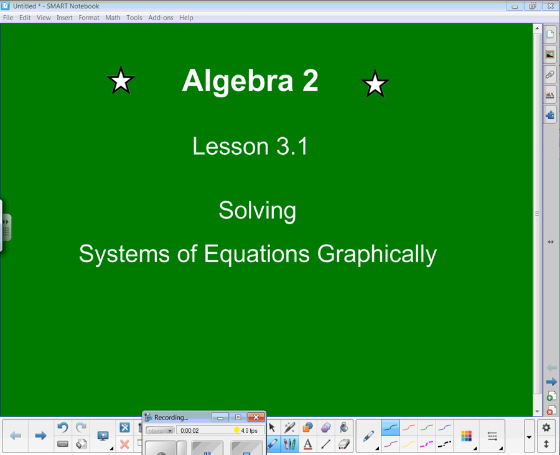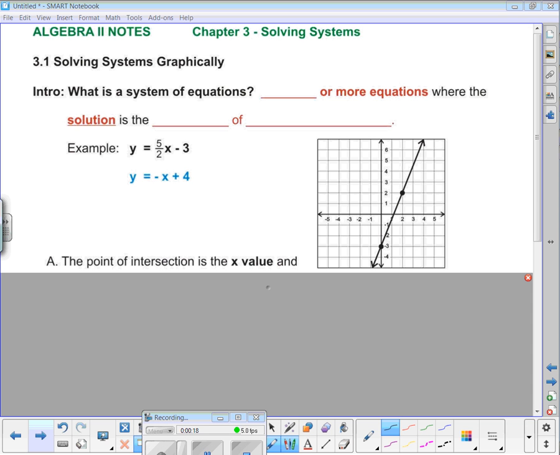All right, you found Algebra 2, Lesson 3.1, Solving Systems of Equations Graphically. So hopefully you're in the right place, and hopefully you've got your notes with you. Let's go ahead and look at this foundational lesson for Chapter 3, Solving Systems Graphically.